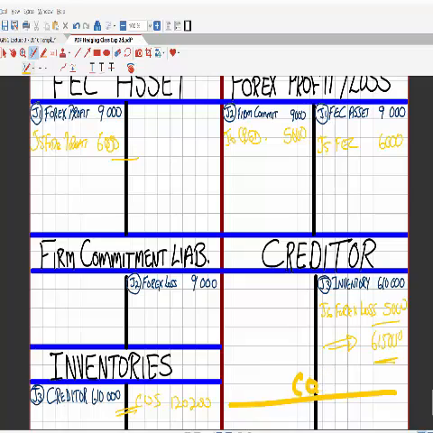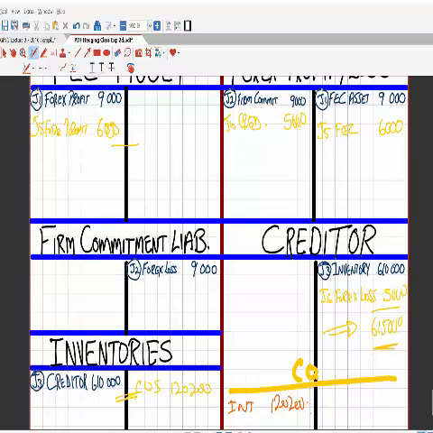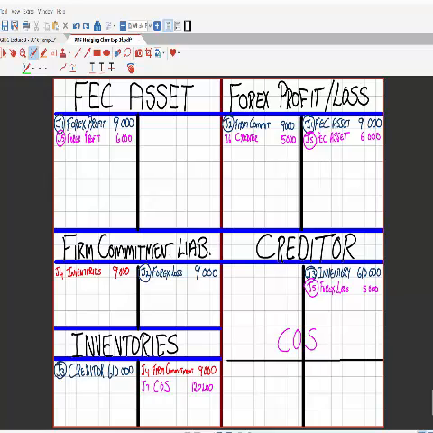Cost of sale, that is inventories, 120,200. Please, I'm not going to do all the other journals. That is the crux of the matter. Let us just have a bird's eye view again of what we see here. There you have an overview of what we've just done.